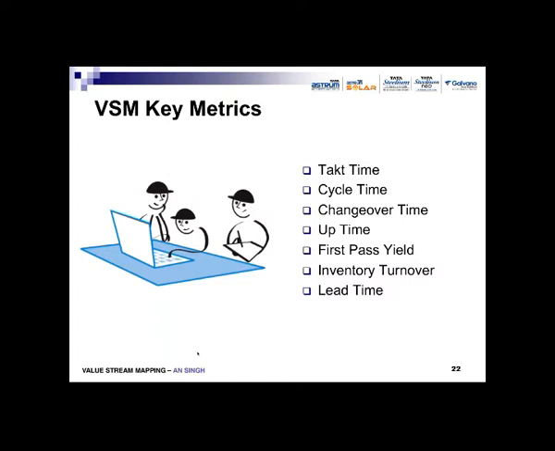Then the first pass yield. This is one of the very powerful quality metrics that indicates in the very first go what is the yield, how perfect is your process. Then the next is the inventory turnover. That shows how fast you are rotating your working capital to generate more sales.